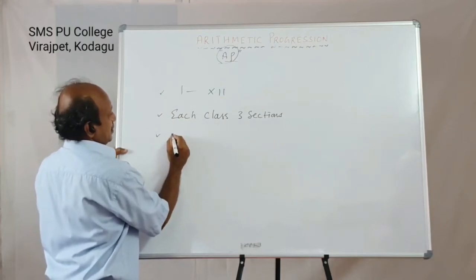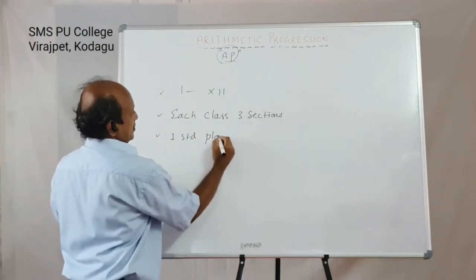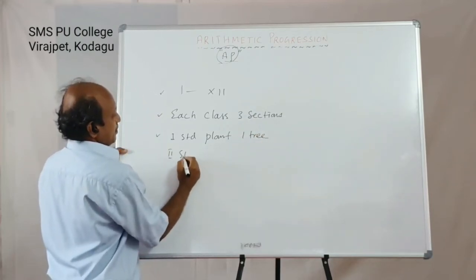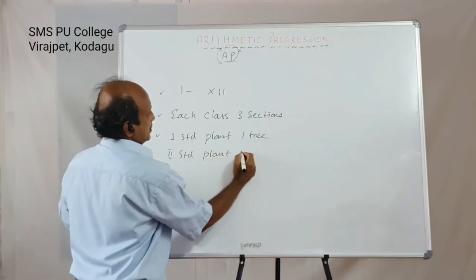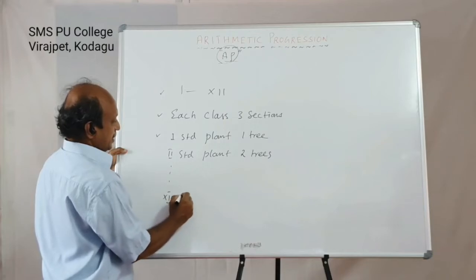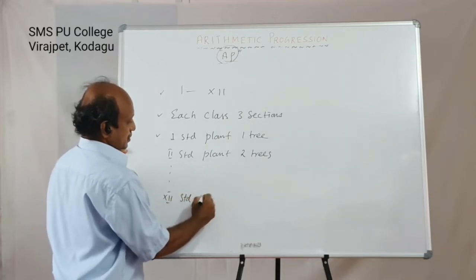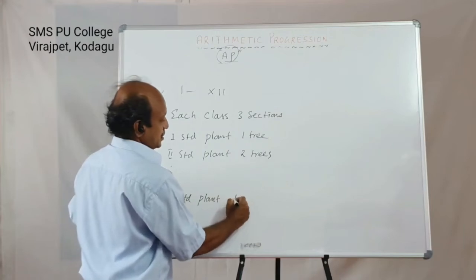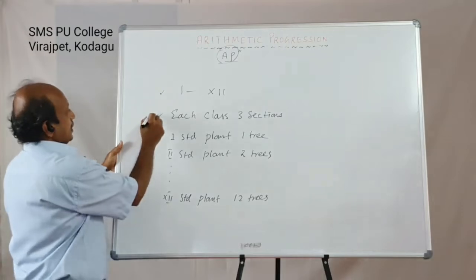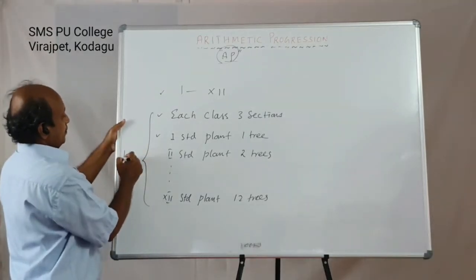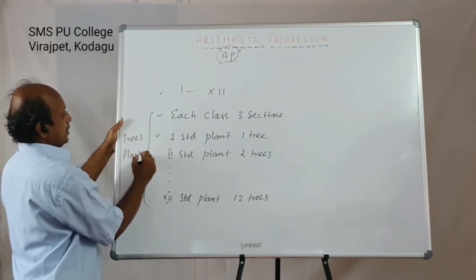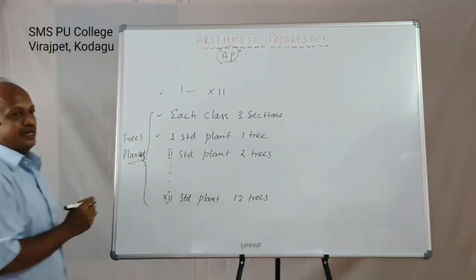In each standard, they plant a number of trees depending upon the number of the class. For example, first standard plants 1 tree, 1 sapling. Second standard plants 2 trees. And 12th standard plants how many trees? 12 trees. Now, for the entire school, how many trees are planted?